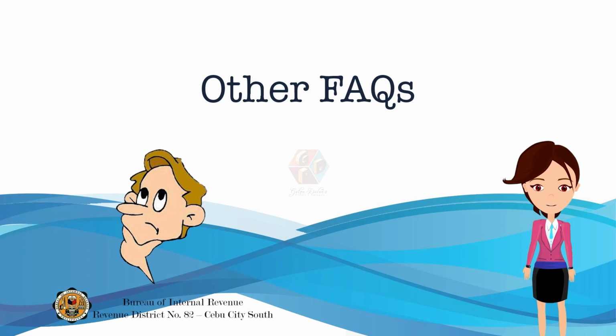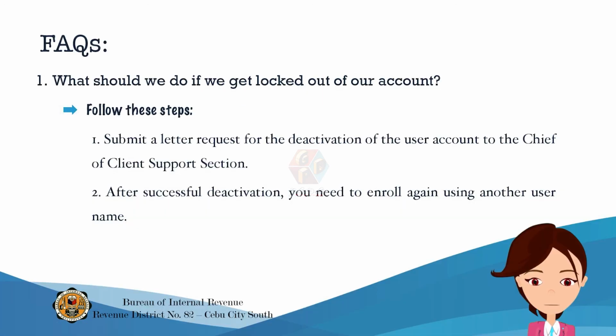Now let's move on to other frequently asked questions. First question: what should we do if we get locked out of our account? If you find yourself in this situation, you just need to follow these two simple steps. First, you submit a letter request for the deactivation of the user account to the Chief of Client Support section. Lastly, after successful deactivation, you need to enroll again using another username.